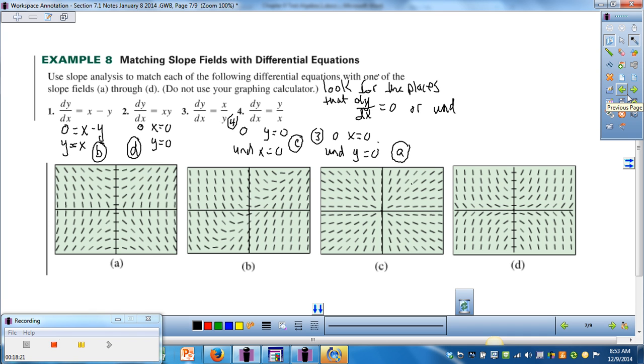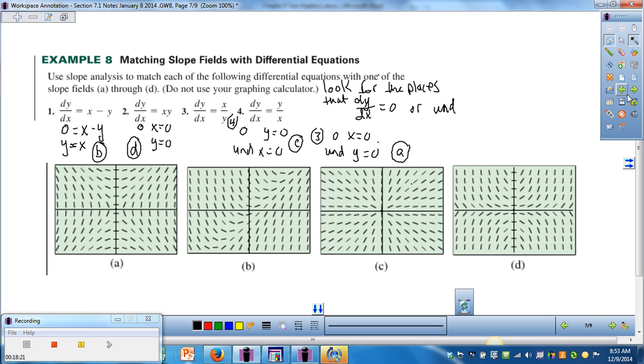All right, let's take a look at this. Matching slope fields with differential equations. This happens quite a bit on tests, and I think your best approach is to think about where the slope will be 0 and where the slope will be undefined. Those are two easy things to find. And then look at the slope field to see if it fits that information.